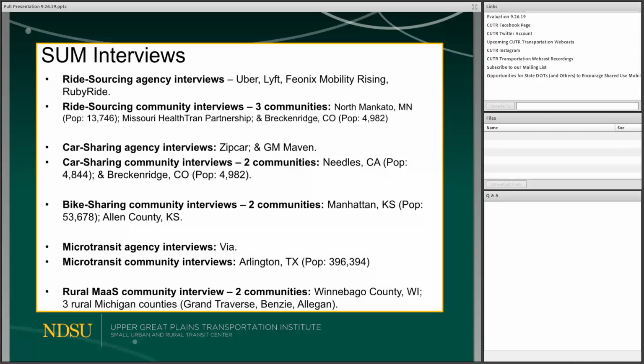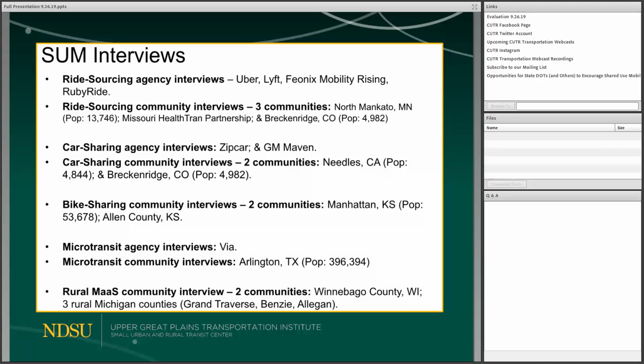Similarly, for the car sharing category, we interviewed car sharing providers Zipcar and GM Maven Car Sharing, and also a couple of communities that have a unique kind of car sharing program, Needles, California, and Breckenridge, Colorado. Breckenridge has a Zipcar service, but the service was suspended. So we contacted Breckenridge to learn what challenges or obstacles they faced for car sharing service in rural communities specifically, so we could potentially see how they could be addressed.